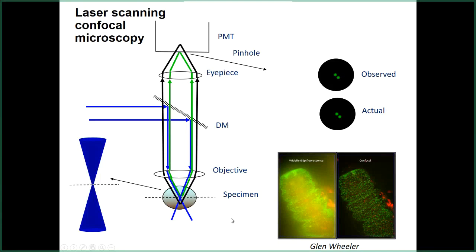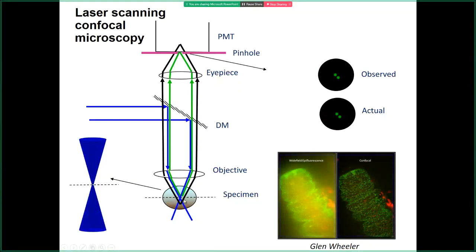Now, a very special trick can be employed using a confocal microscope to get rid of that out of focus information, and it's a very simple trick. It simply involves putting a pinhole in front of a detector so that all of that out of focus information is excluded from the detector. But of course, that also means that you only see a very, very small part of your image.